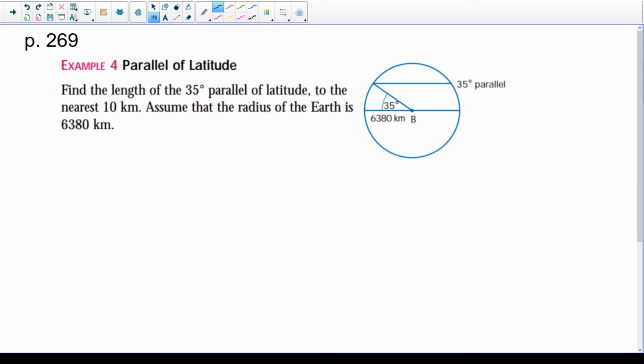Now the word length of the 35th parallel is interesting because the Earth is a sphere, and we're talking about latitude and longitude here, so we're talking about the sphere of the Earth, right? If you think of a sphere, wouldn't the latitude length actually be a circumference going all the way around the sphere? But that's not what they're asking here, okay? They're asking if you went directly through the Earth, what would be the length from one edge of the parallel of latitude to the other edge of the parallel of latitude, okay?